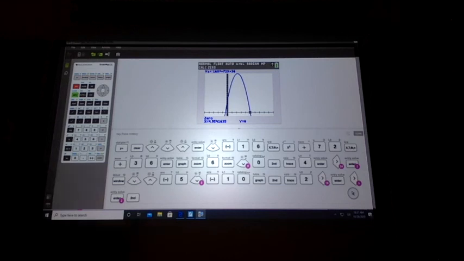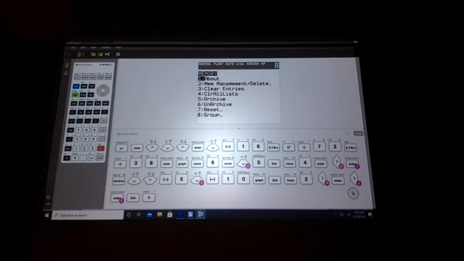Where's the reset button? I can't see, it's too blurry. So I have a calculator I can look at. I just need to look at your screen. Second memory, maybe. Yeah, second memory.